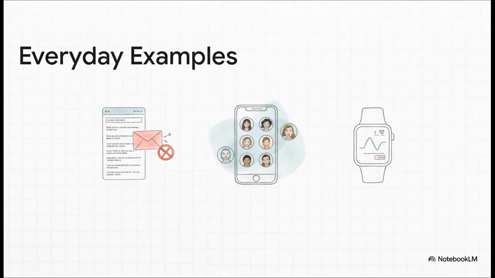For starters, think about your email inbox. How does it know to put all that junk mail in a separate folder? Or how your phone can automatically group pictures of your grandkids together? Even a smartwatch that tracks your health and learns your normal heart rate. Yep, that's all machine learning in action.